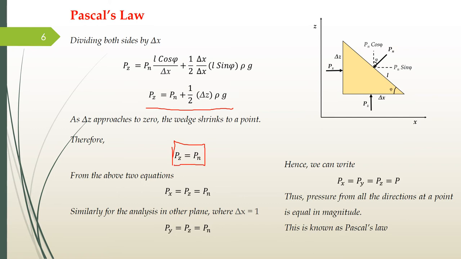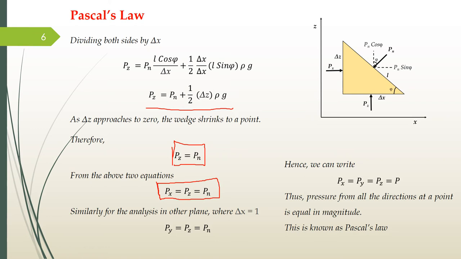So in that case your pz will be equal to pn. That is, the force in the z direction, I'm talking about the pressure force, is equal to the pressure force in the normal direction, in this particular direction. From the above two equations, the previous equation which we derived, in that case px was equal to pn, and in this case pz is equal to pn. So from those two equations we can say that px is equal to pz is equal to pn, that is, the pressure in the x direction is equal to the pressure in the z direction is equal to the pressure in the normal direction.